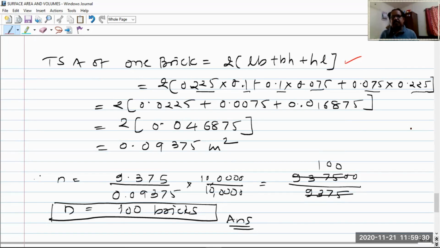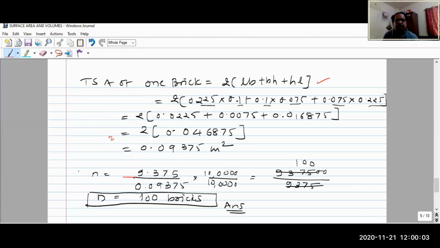How much will it be? The calculation is a very important part here. So twice, substituting the values of L, B and H and simplifying, doing the multiplications very carefully, we get the total surface area of a brick. How much is it? It is 0.9375. This is the total surface area of a brick.